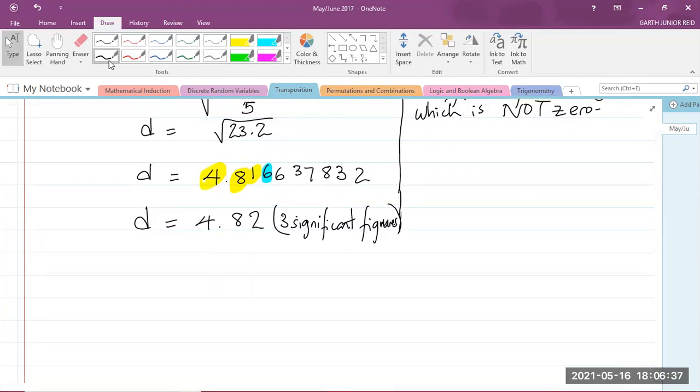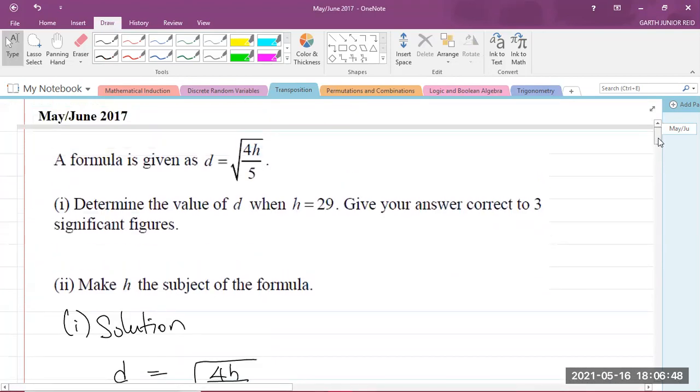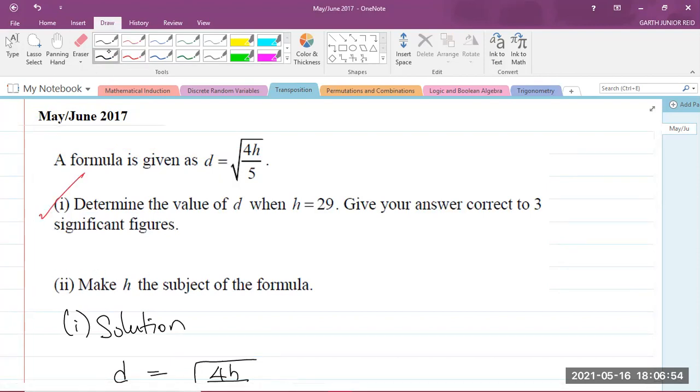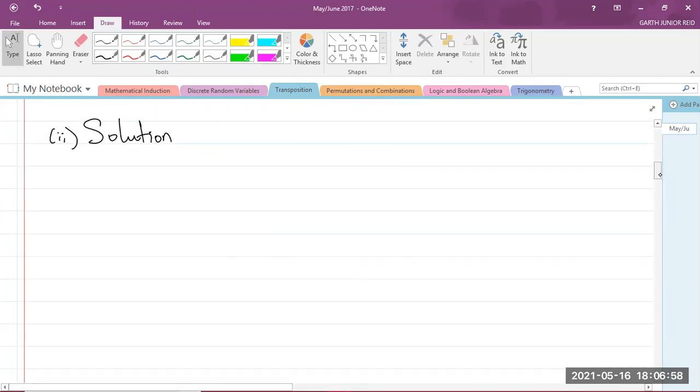Part 2, solution. Let's look at part 2. It says make h the subject of the formula. So we'll finish with part 1. Part 2 says make h the subject of the formula. That's what we're going to do here.